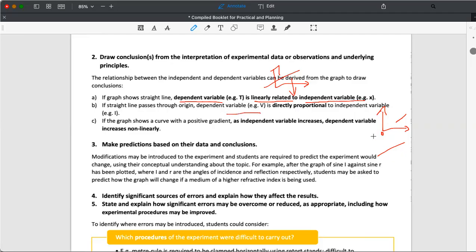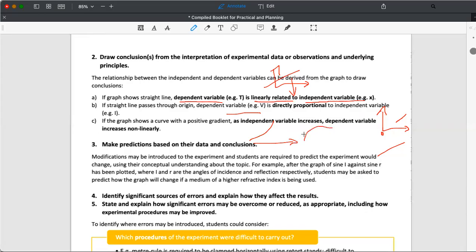Okay, now go back to this. If the graph cuts through the origin and it is a straight line graph, you describe the dependent variable as directly proportional to the independent variable. Okay, if the graph shows a positive gradient, you can describe it as: as the x-axis, which is the independent variable, increases, the dependent variable increases non-linearly. Or better still, if the graph looks like this, you say the dependent variable, could be temperature or other variable like speed, increases with increasing rate, or increases at an increasing rate, also can.